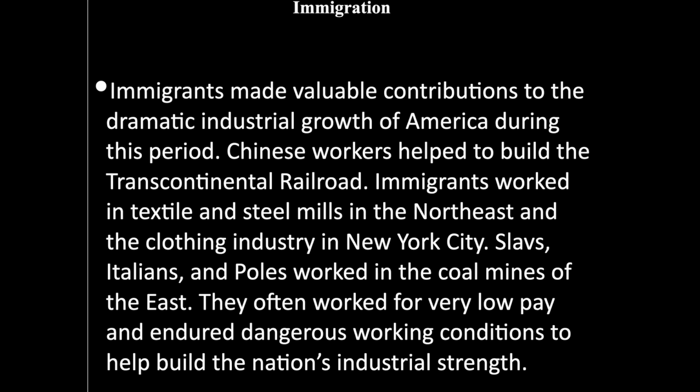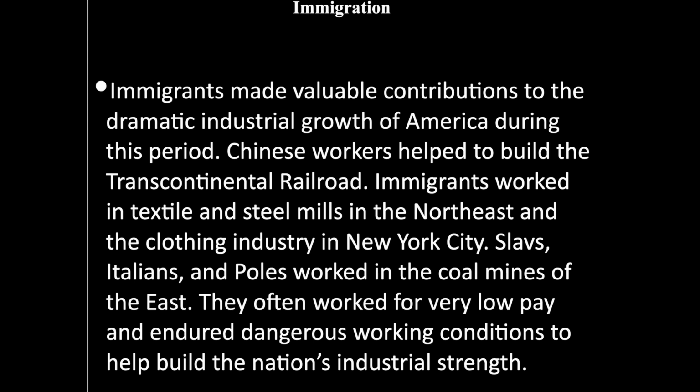They're afraid of certain things in their countries, or sometimes just the economic opportunity. We tend to always hear about negative things associated with immigration. However, that's not the case. Immigrants made valuable contributions to the dramatic industrial growth of America during this period. Chinese workers helped build the Transcontinental Railroad. Immigrants worked in textile and steel mills.